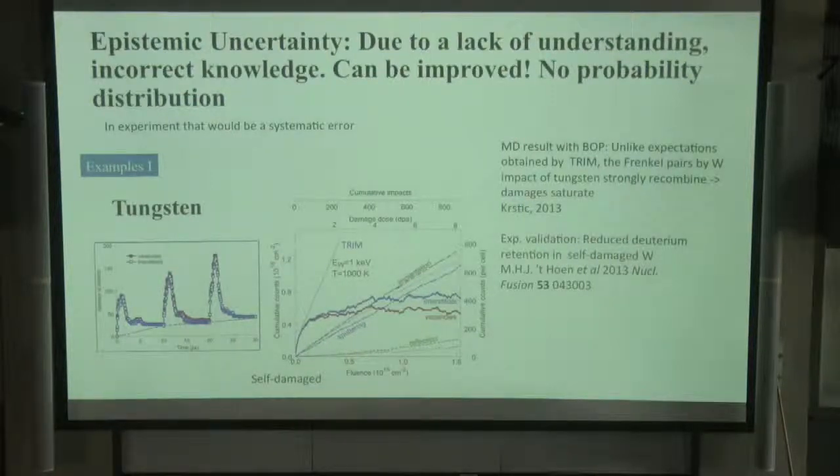TRIM, which is a simple binary collision code and does not include any change in the target, predicts an increase of DPA, or cumulative damage, in tungsten by bombardment with self ions, with tungsten again, which are, as you know from basic mechanics, most efficient for transferring energy from impact to the target. The same masses transfer the energy in a head-on collision completely. A very light one is likely to reflect.